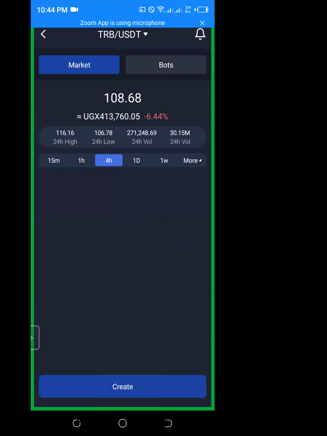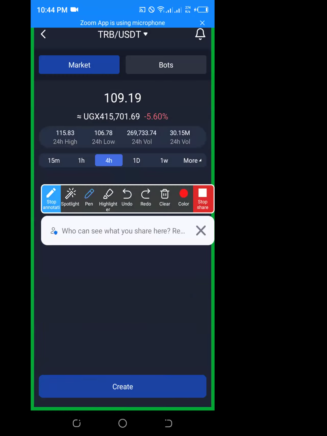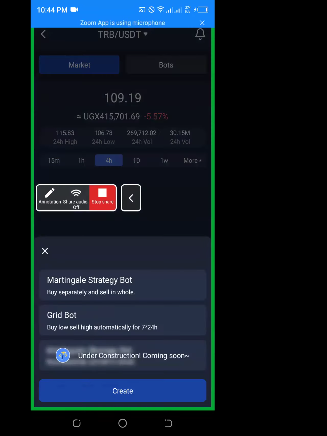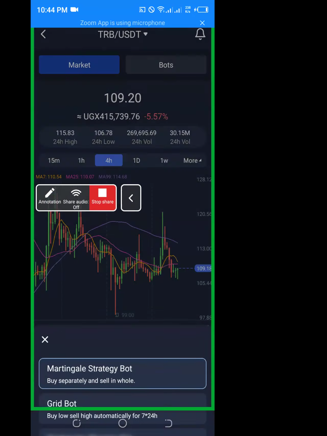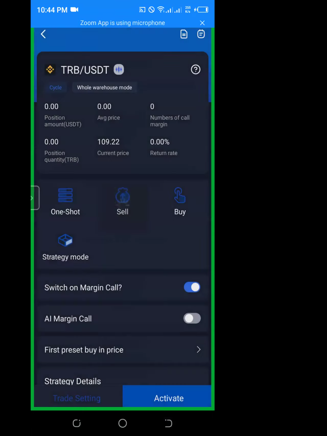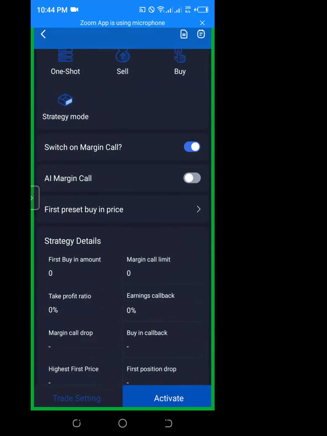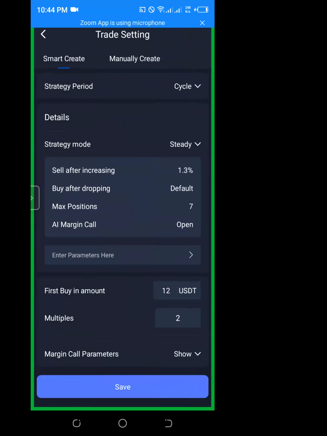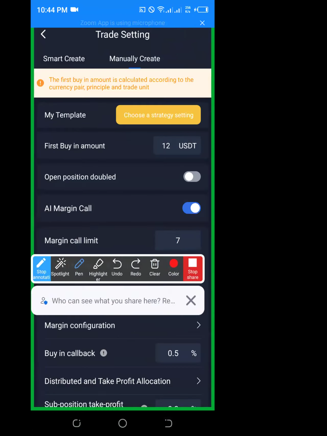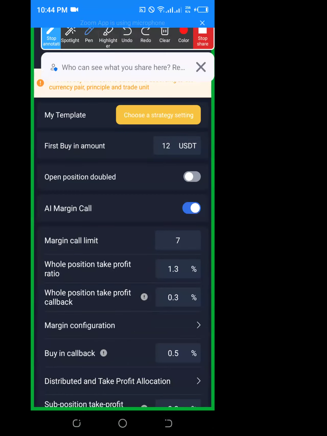Okay. Tap on create here. Martingale strategy bot, create. Next. Now, it is going up. Okay. Manually create. Now, when you reach here, let me give you this method. How do you set the robot, especially when they give you a signal in the group? I don't know how much capital you are trading with.